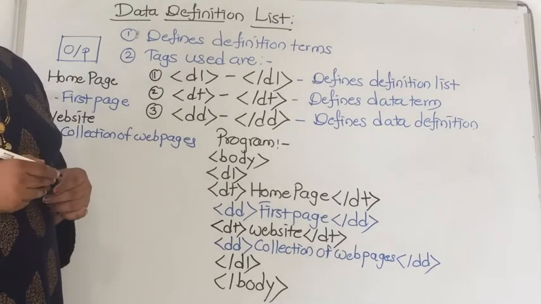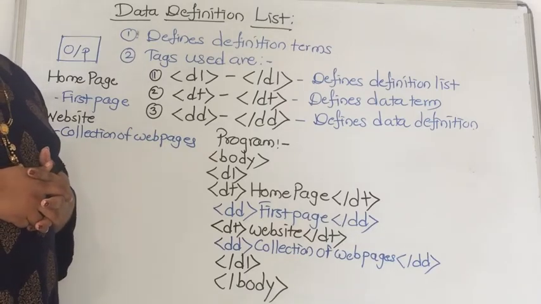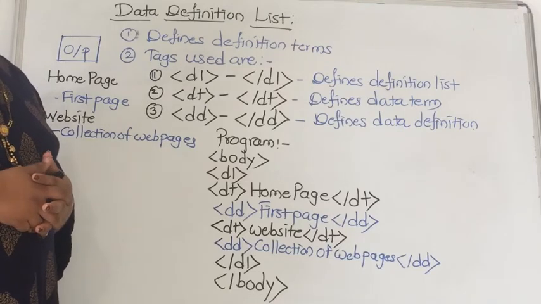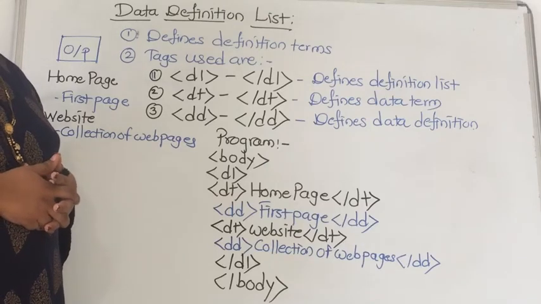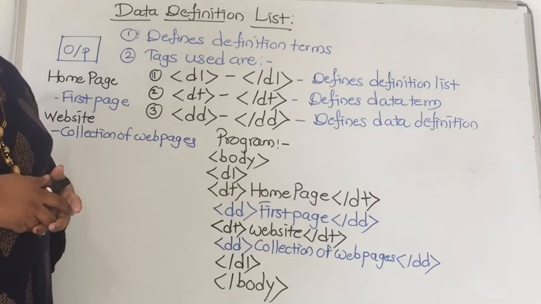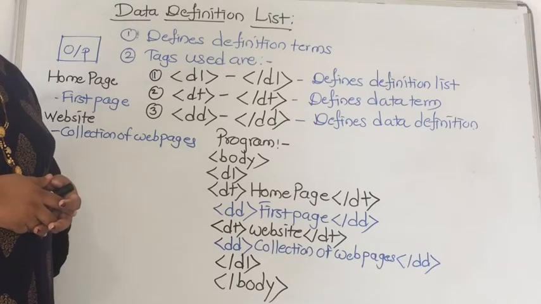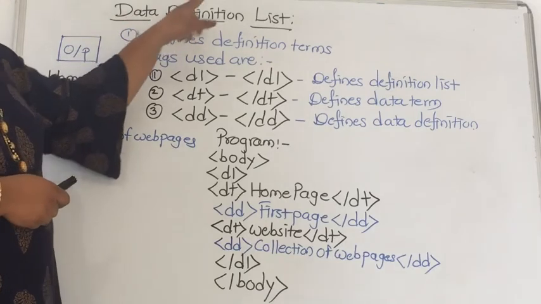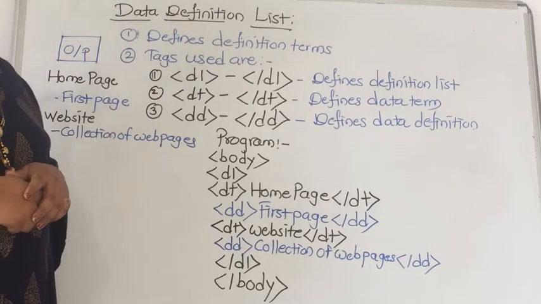For example, we have seen the main four definitions in the first topic. That is, web server, website, home page or web page and the web browser. So we have defined these terms: web page is a collection of different types of elements. Then website is a collection of web pages. Web browser is nothing but to access the web pages, and web server is the main computer. So here with the data definition list, we can define the different terms and their definitions in the following manner.